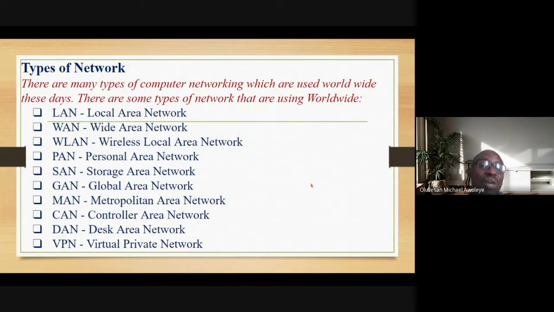And then we have the personal area network, which is PAN. We have the storage area network. We have the global area network. We have the metropolitan area network. We have the controller area network. We have the desk area network. We have the virtual private network.